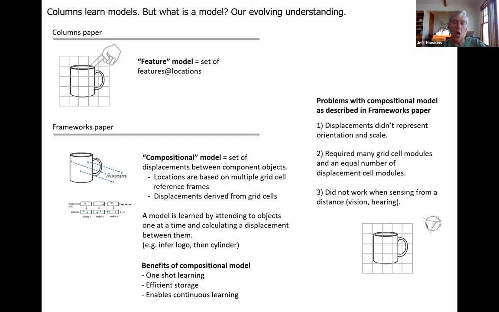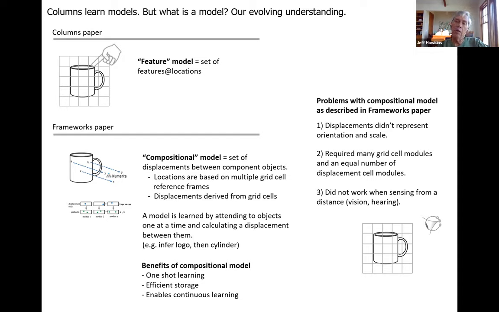We did realize all along the way, in both the Columns paper and the Frameworks paper and the Columns Plus paper, we knew there were problems. We identified them. We didn't hide them as well as we could. We at least put them in the discussion sections and said, you know, this doesn't work. I think we talked about the issues of displacement cells. I don't know if we talked about the issue of too many grid cell modules, but we knew these things. We weren't hiding it from anybody.